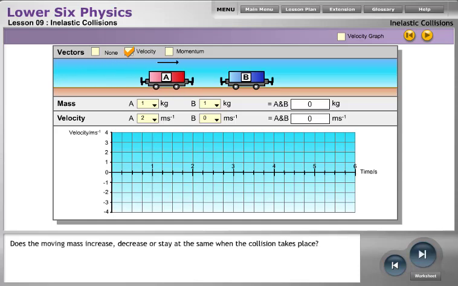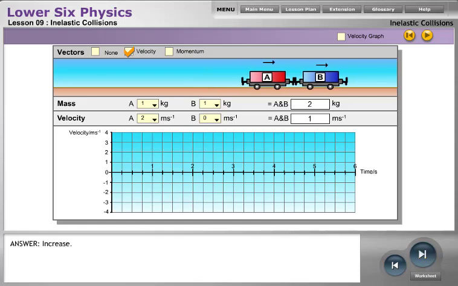Does the moving mass increase, decrease, or stay the same when the collision takes place? Answer: increase.